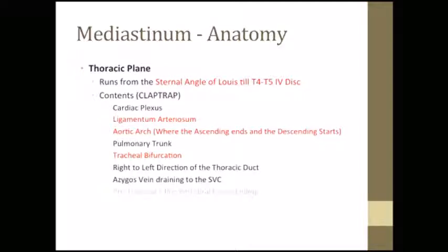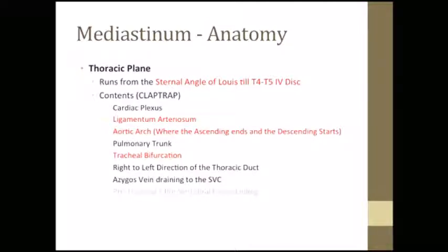So note that the aortic arch is where, when you see it on a CT, it basically describes where the ascending aorta ends and where the descending aorta starts. You don't actually see an arch. You see two holes, and that represents the arch, which is above it. You have the pulmonary trunk, the tracheal bifurcation, right to left direction of thoracic duct, esophagus, veins joining to SVC. The ones that are commonly more important are your ligamentum arteriosum, the aortic arch, and the tracheal bifurcation.